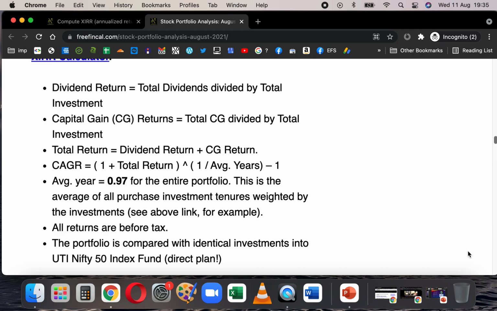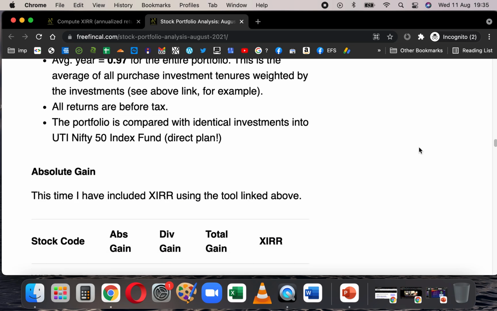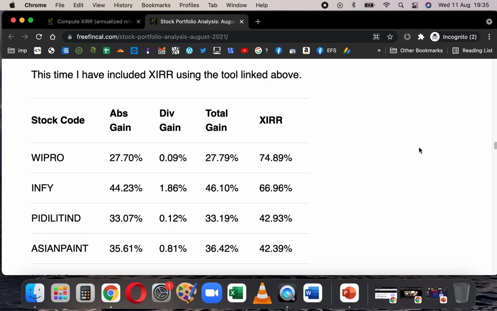All the returns are before tax, and I have assumed that identical investments are made in both the UTI Nifty 50 index fund and the Nifty 100 Low Volatility 30 total returns index. In the case of the Nifty, I have chosen an index fund which has the expense ratio taken into account. In the case of the low volatility index, it's a bare index because the ETF was started only recently, so I don't have the history for it.